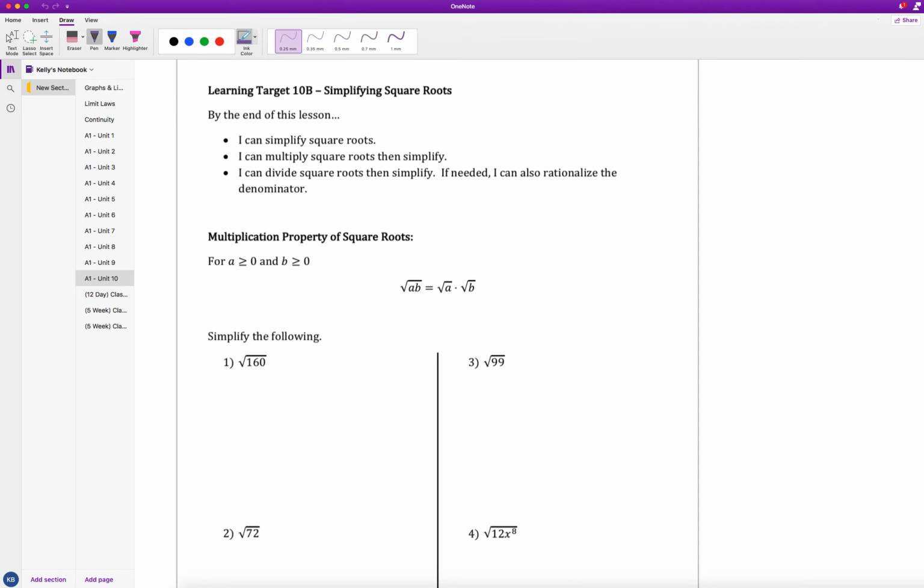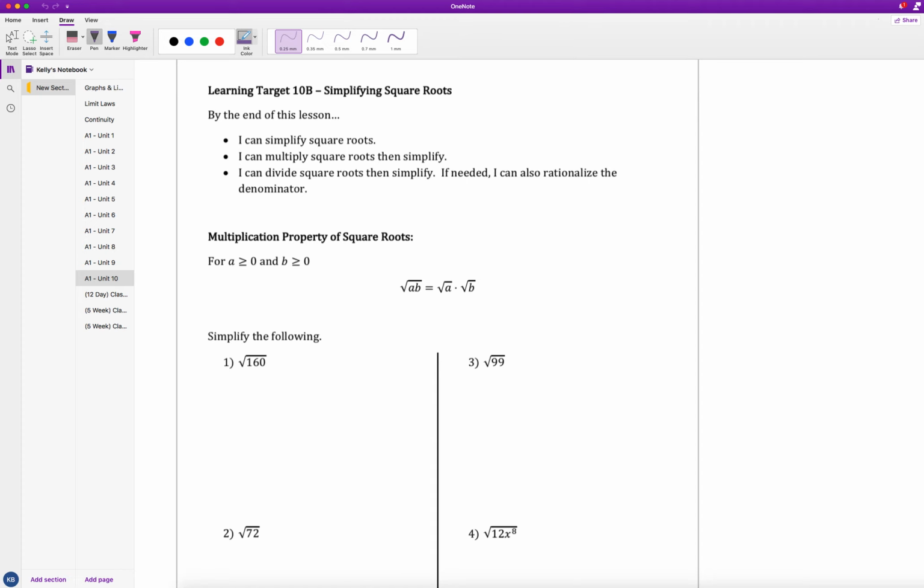Let's start with our first property here. So the multiplication property of square roots says if I have two values, a and b, which are greater than or equal to 0, then the square root of the product of those two, so the square root of a times b, is equal to the square root of a times the square root of b. So what this means is if I have a product of numbers inside of a square root, I can break them apart each into their own individual square root.